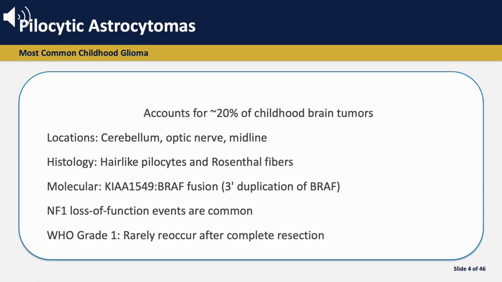Pilocytic astrocytomas are the most common gliomas in children, accounting for nearly 20% of all childhood brain tumors. They typically occur in the cerebellum and optic nerve, but may also arise in other midline locations. The histologic spectrum is broad, but includes characteristic hair-like pilocytes and Rosenthal fibers.